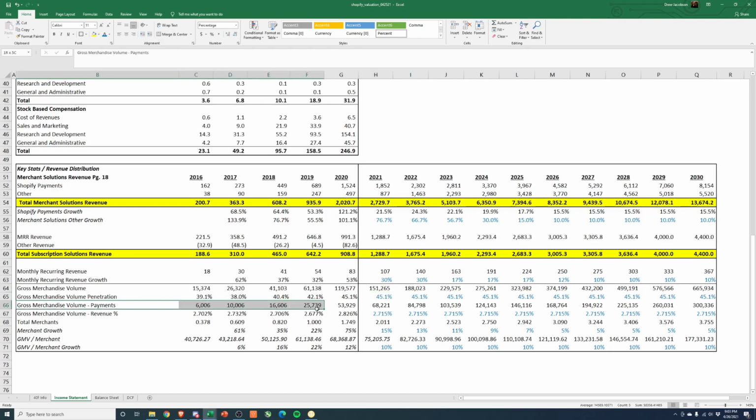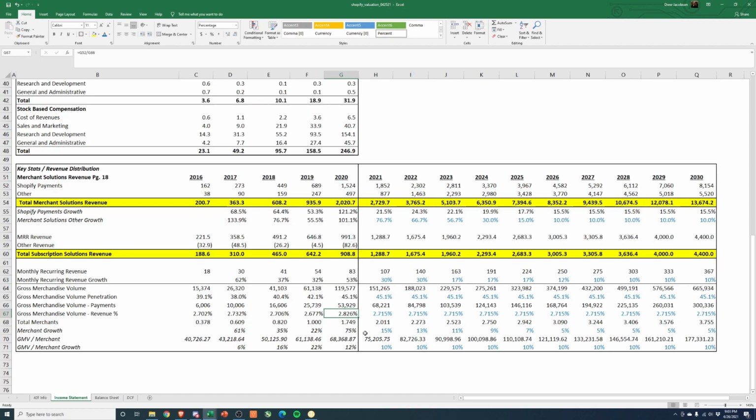The next one is just the payments piece. That's literally this 151 divided by 45%, and that gets you the revenue percentage. So how much of this gross merchandise volume do they keep as a spread for revenue? It's 2.715% is what I'm using. Historically it's been 2.7 to 2.8, just varying. This is a calculation I did. You take the Shopify Payments revenue, divide that by the GMV volume for payments, and that gets you the percentage.